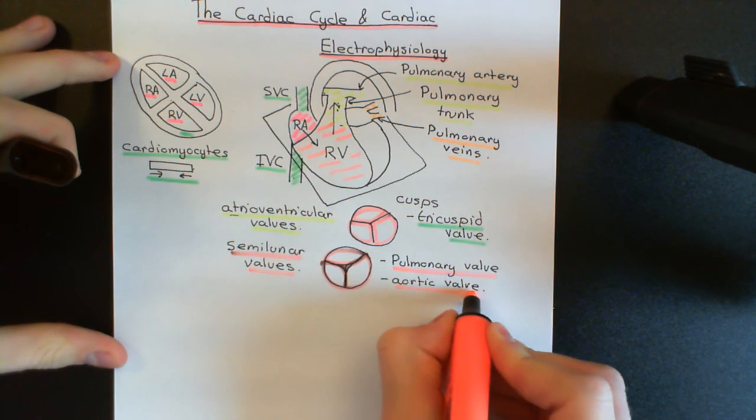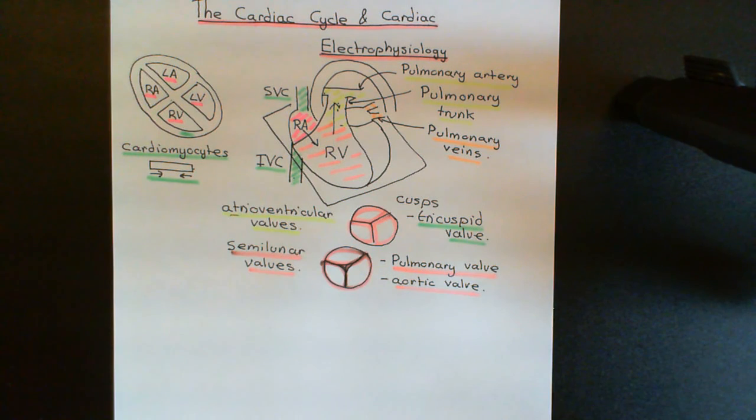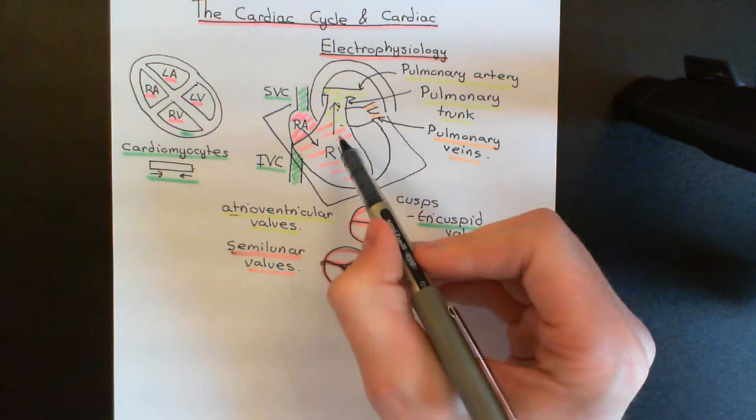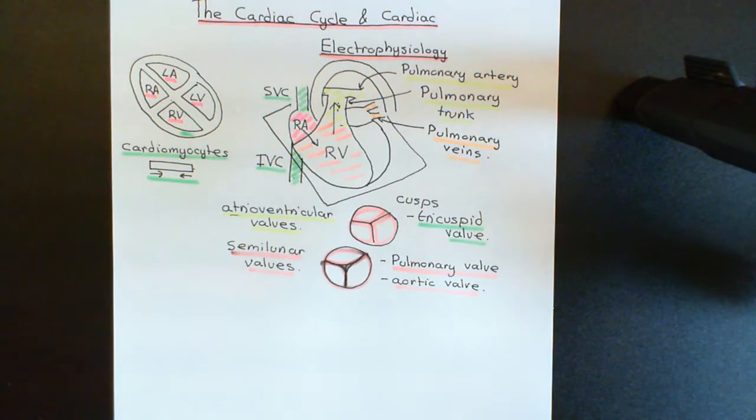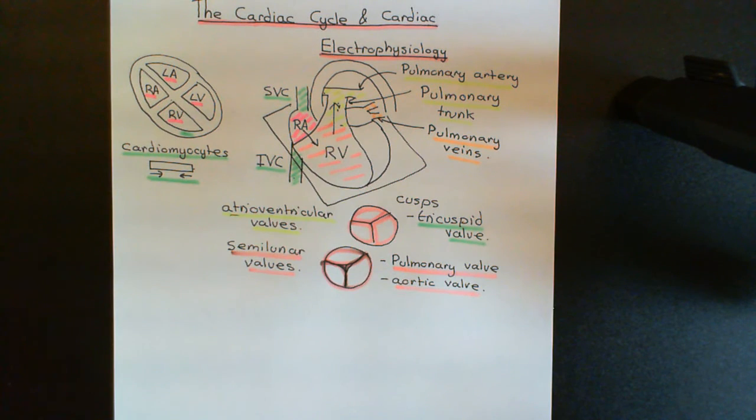Both of the semilunar valves have 3 cusps. So the blood's going to go from the right ventricle into the pulmonary trunk and then into the pulmonary arteries, and there is a one-way system.